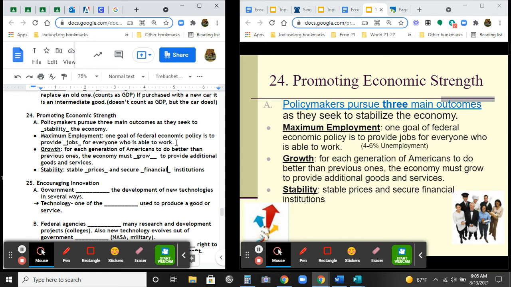When you're talking maximum employment, you're talking no worse than 4 to 6% unemployment. We're going to get into specifics on that. I would just write that in too if I were you, 4 to 6 point.